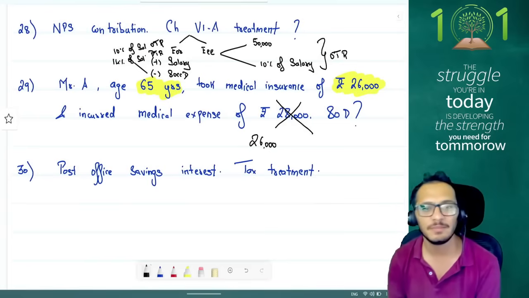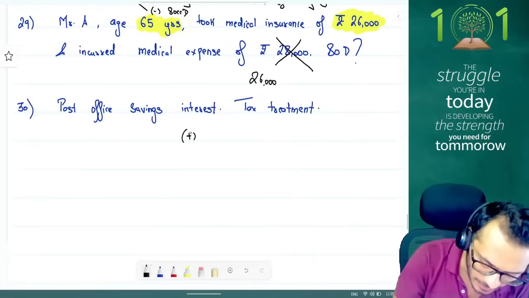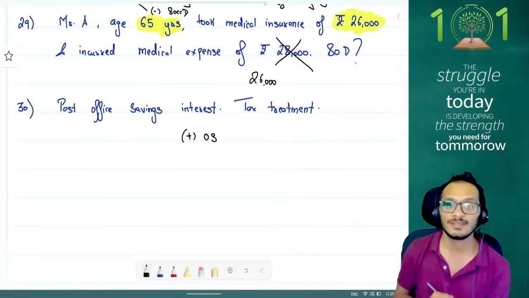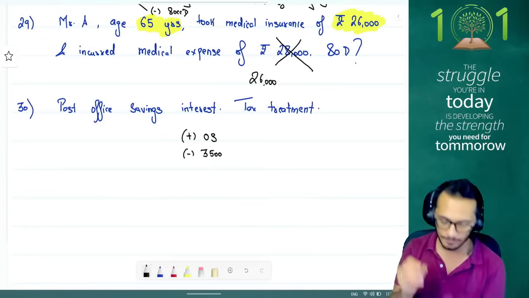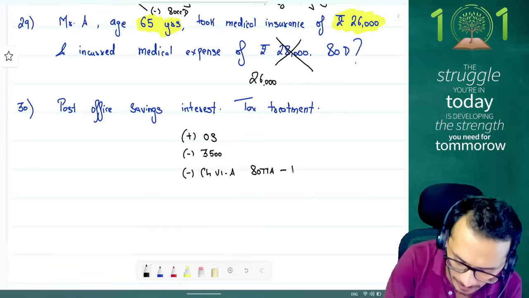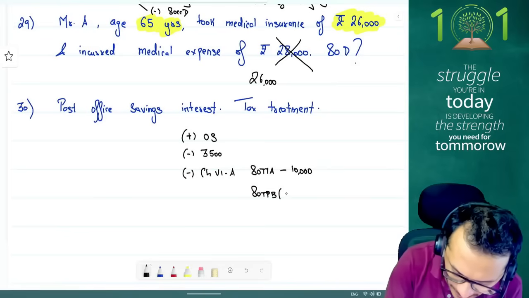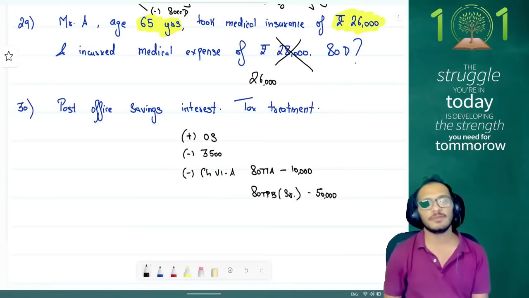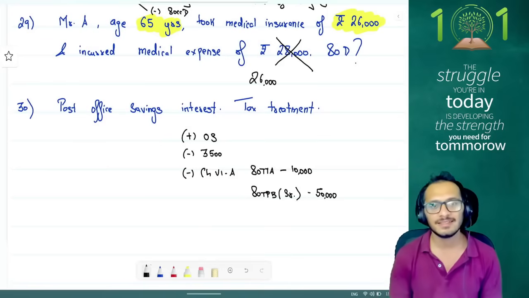And that brings me to the last one, people, which is post office savings. When it comes to post office savings, couple of things you need to do. First, you'll add it under IFOS. Second, under the same IFOS, you'll be claiming a deduction of 3,500 rupees. Third, you can claim a Chapter 6A deduction under Section 80TTA if you are a normal person for 10,000 rupees, or 80TTB if you are a senior citizen for 50,000 rupees. So this is what you're going to do. Are we making sense? Perfect.